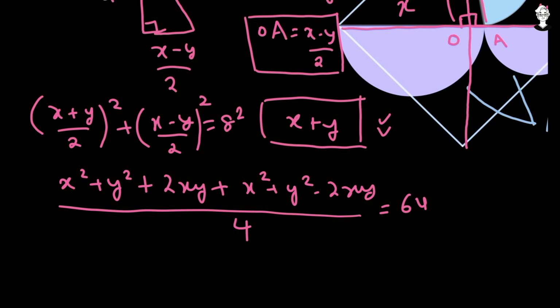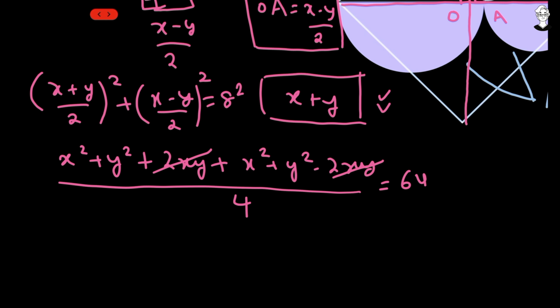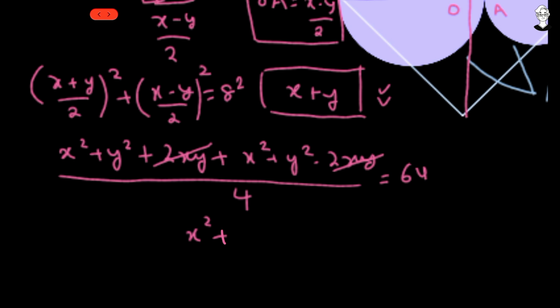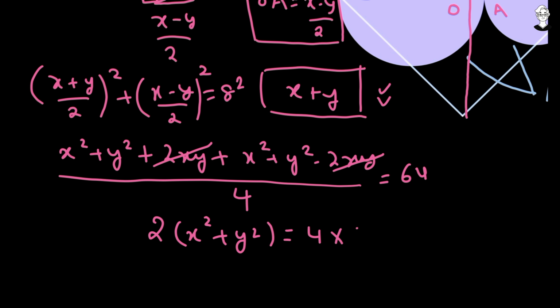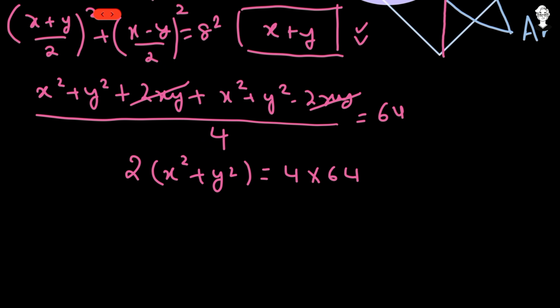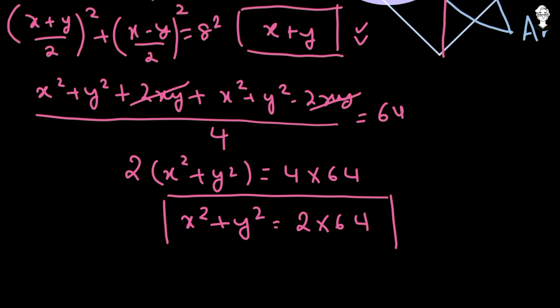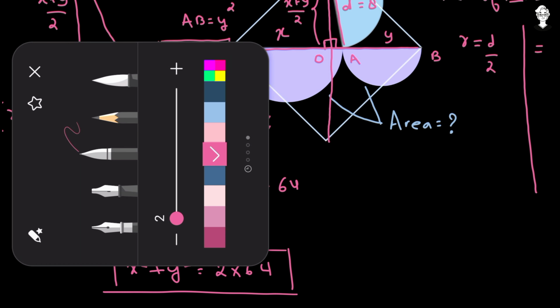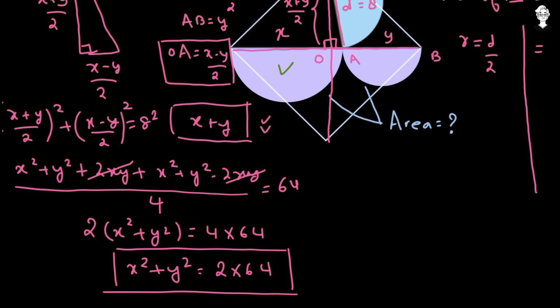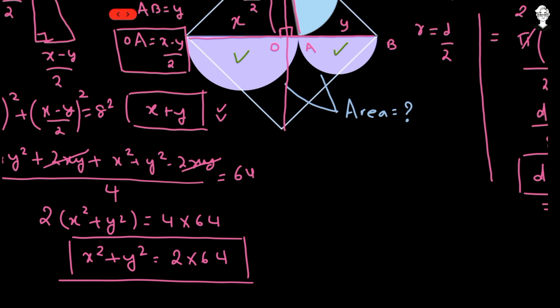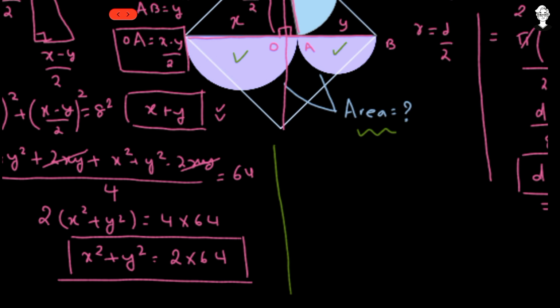Now over here we can see that 2xy and 2xy got cancelled out, so we finally get 2 times (x square plus y square) upon 4 as equal to 64, so 2 times (x square plus y square) equals 4 into 64. So we finally get that x square plus y square is equal to 2 into 64. Okay, now remember that x and y were the diameters for these two semicircles. X was the diameter for this and y was the diameter for this. And what was required was the combined area of these two. So let us write down the combined area over here.